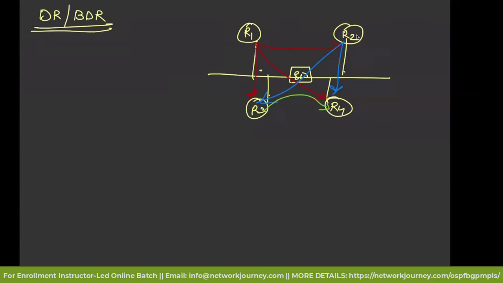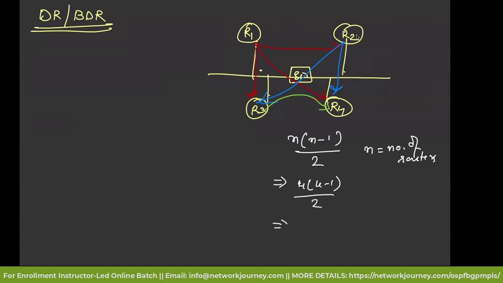So the total number of neighborships they are going to form is given by the formula N into N minus 1 by 2, where N is the number of routers. In our diagram there are 4 routers, so 4 into 3 by 2 comes to 6 neighborships. If you count them, 1, 2, 3, 4, 5, 6. So you can calculate the number of neighborships through this formula. Neighborship is not the problem, but every router is going to exchange LSAs with each other, and that is going to increase your CPU and memory utilization, which is a problem.